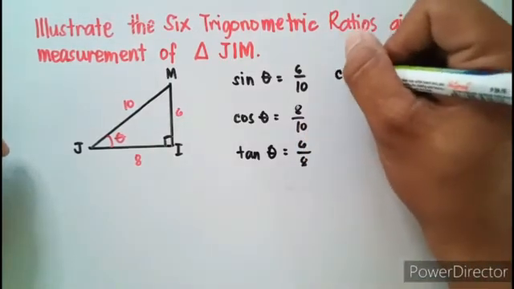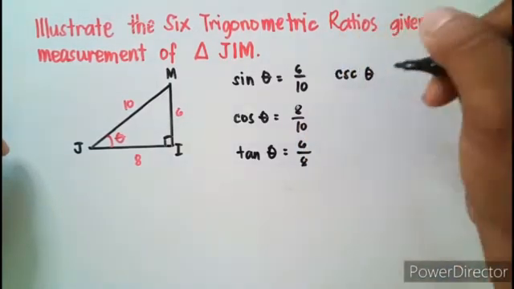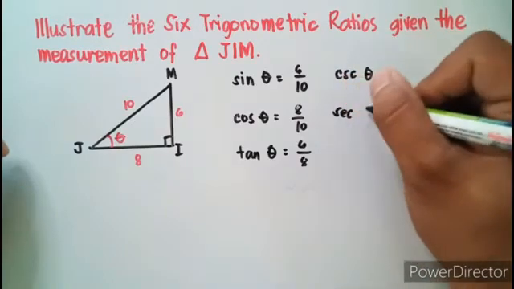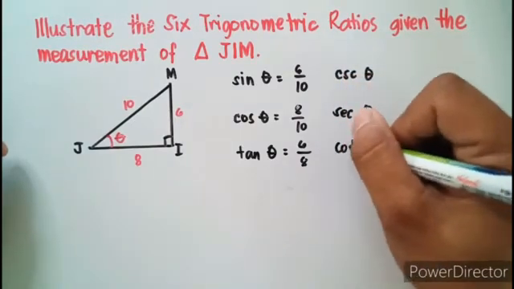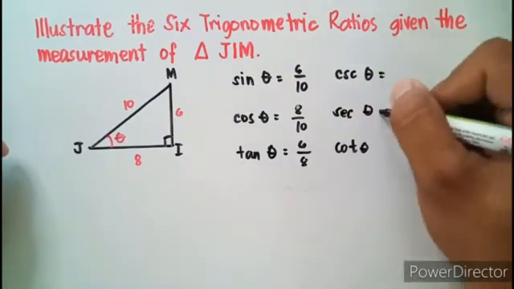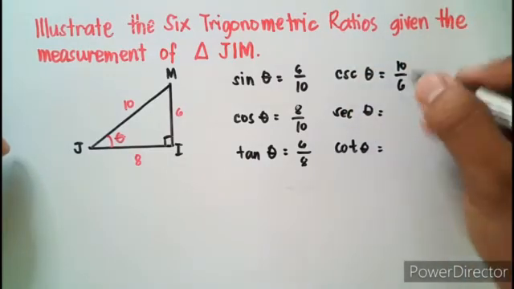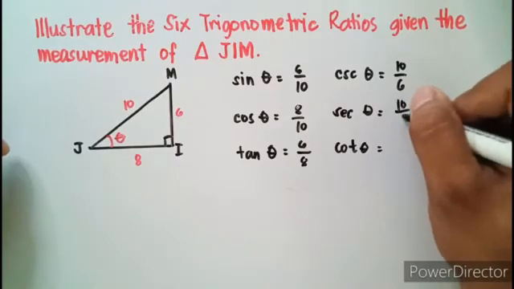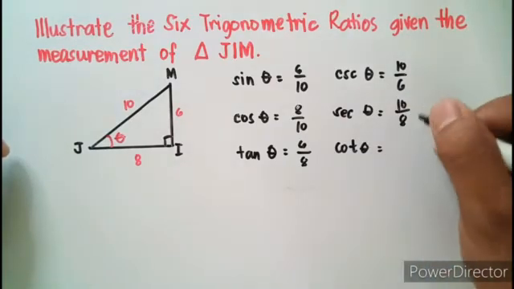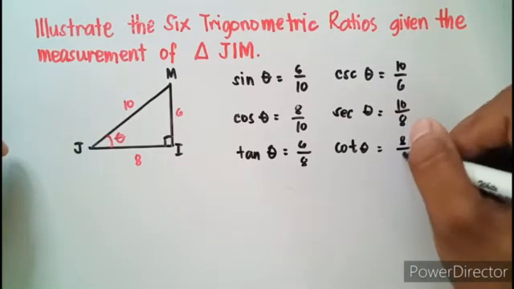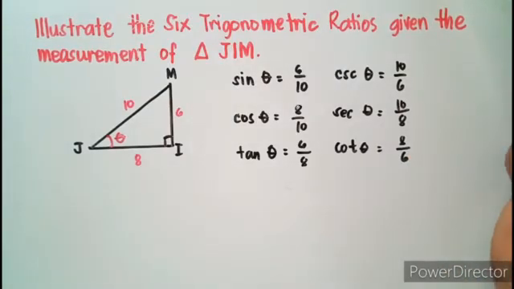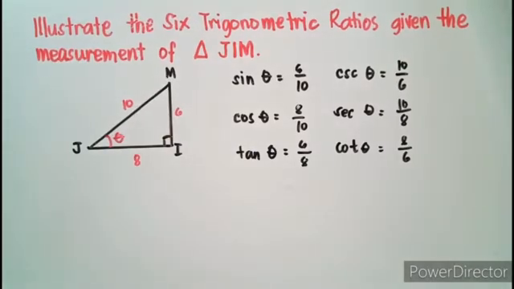Then, for your reciprocal, so this is cosecant, secant, and cotangent theta. So, reciprocal, that is 10 over 6. Reciprocal, that is 10 over 8. Then, reciprocal ng tangent, that is 8 over 6. So, these are the 6 trigonometric ratios for the triangle JIM.